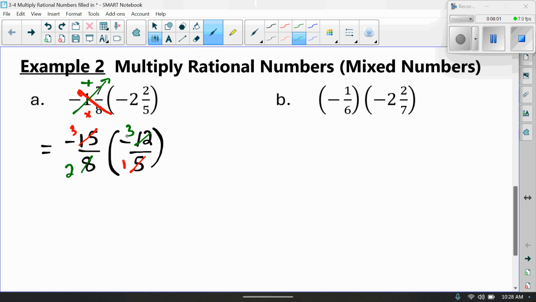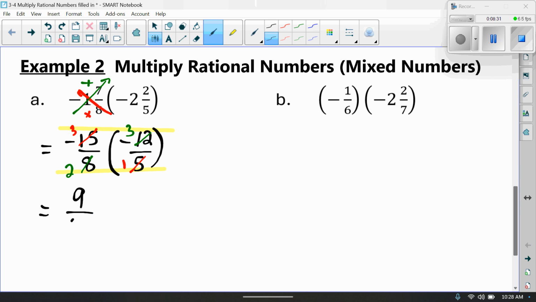All right? So now, again, negative times a negative is a positive, right? So we don't have to write the plus. And now we're multiplying 3 times 3. Let me highlight that. 3 times 3. And we're multiplying 2 times 1, right? Straight across, yes. So 3 times 3 is 9. And 2 times 1 is what?